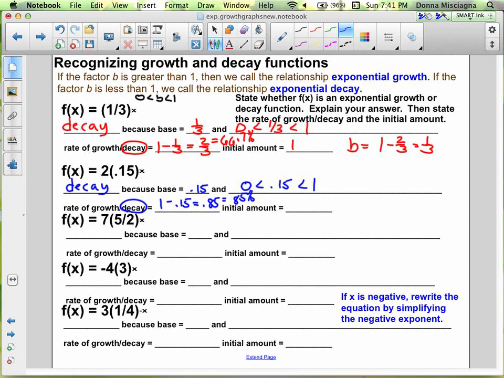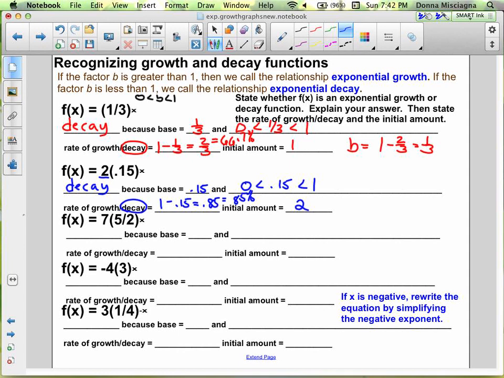Should have moved initial amount over a little bit and given me more space. But I did the same thing to you. So the initial amount is right here in front. The number that's not raised to a power, the initial amount is 2.